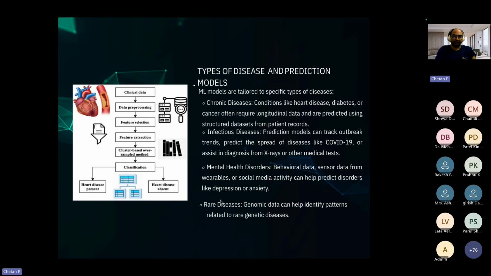So how does this process start? Let's say types of disease predictions and what the different models are. ML models are tailored to specific types of disease. One type is chronic disease, where conditions like heart disease, diabetes, or cancers often require longitudinal data and are predicted using structured data sets from patient records. So these chronic diseases are very critical. Then infectious disease, like COVID-19, influenza, or some kind of cough, cold and fever.